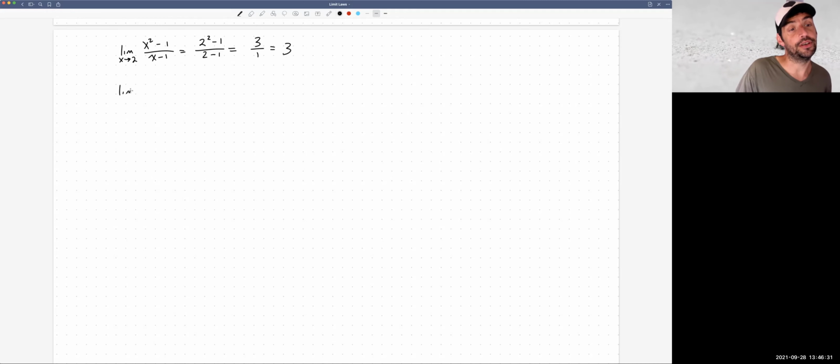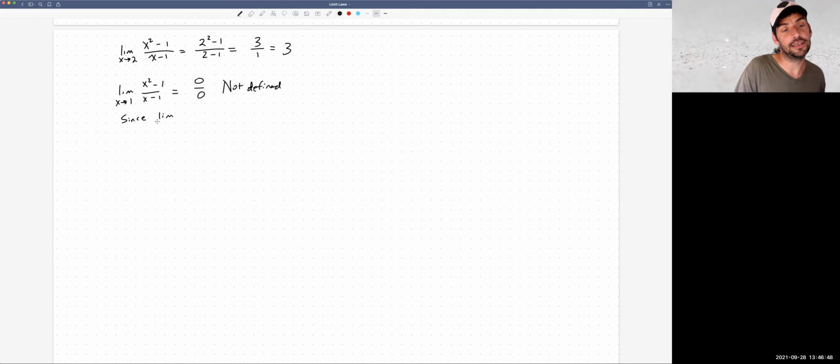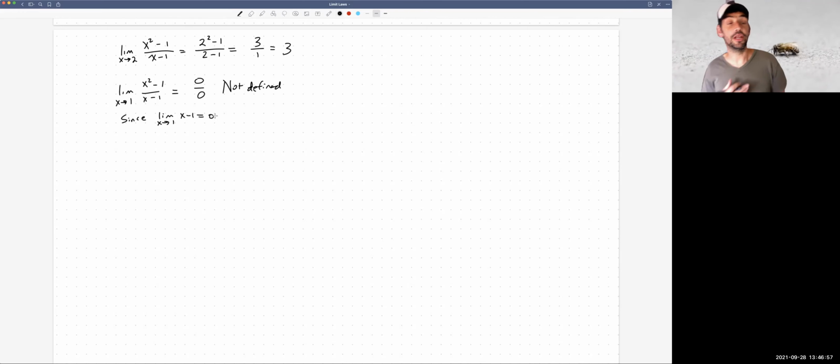So for example, if I took the limit as x goes to 1 of x squared minus 1 over x minus 1 and tried to apply this rule, I get 0 over 0. This is not defined. More importantly, since the limit as x goes to 1 of x minus 1 equals 0, I was never supposed to apply the rule that I just applied, taking the limit of the top and the bottom. We can do this limit. We won't do it now. This kind of limit will be in the next video.